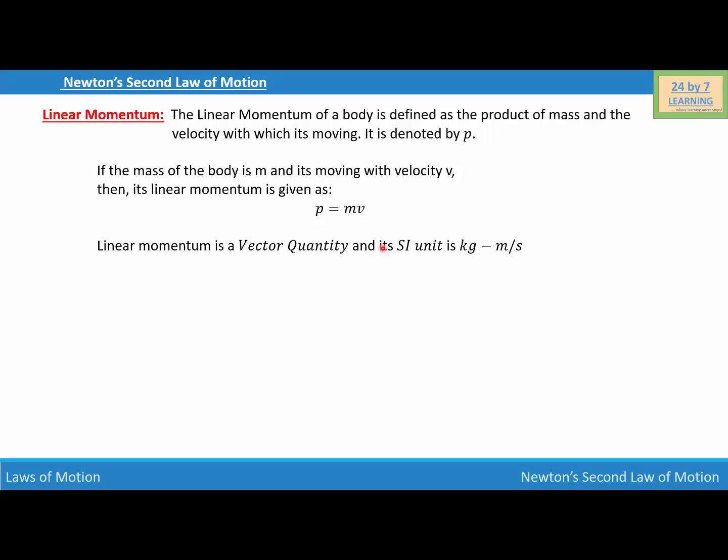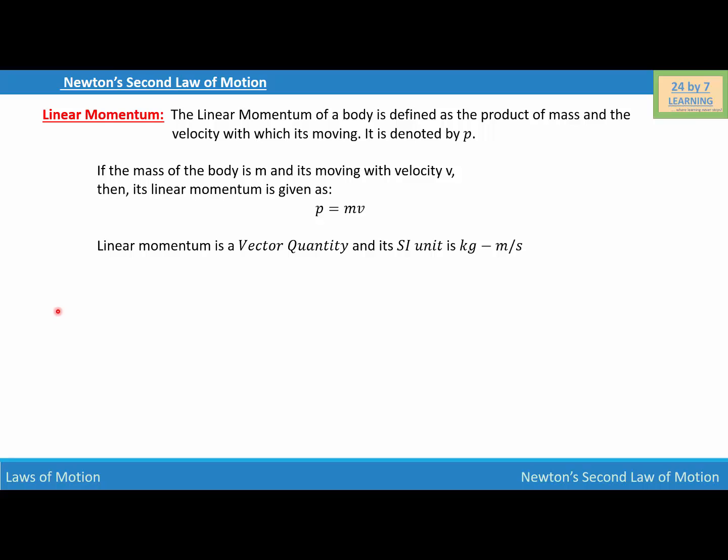The reason why linear momentum is a vector quantity is because velocity is also a vector quantity. And when you multiply a vector by a scalar, it's still a vector. So if the velocity is a vector quantity, then linear momentum will also be a vector quantity.